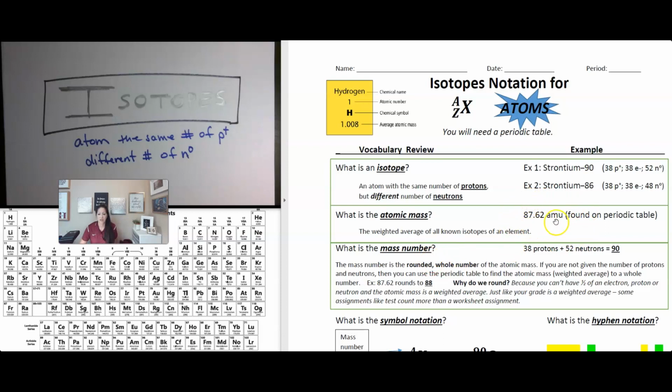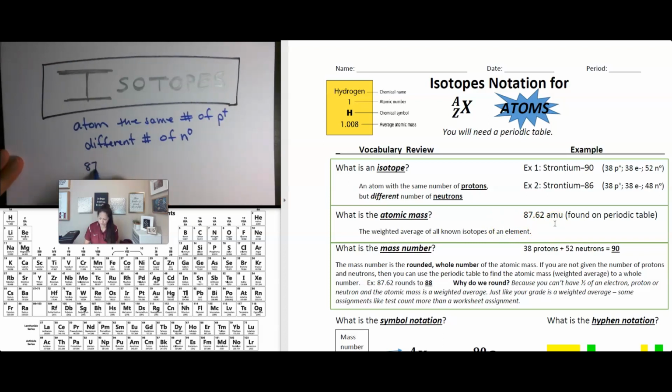So for example, if this was our average atomic mass, 87.62 AMU, that's the unit, atomic mass unit, then we could take this number and round to 88, because that 6 tells us to round up. We have to have a whole number because you can't have half of a proton, half of an electron, or half of a neutron. This number is my mass number. The mass number is not on the periodic table. You're always going to take that big number at the bottom and round it to a whole number to get the mass number.